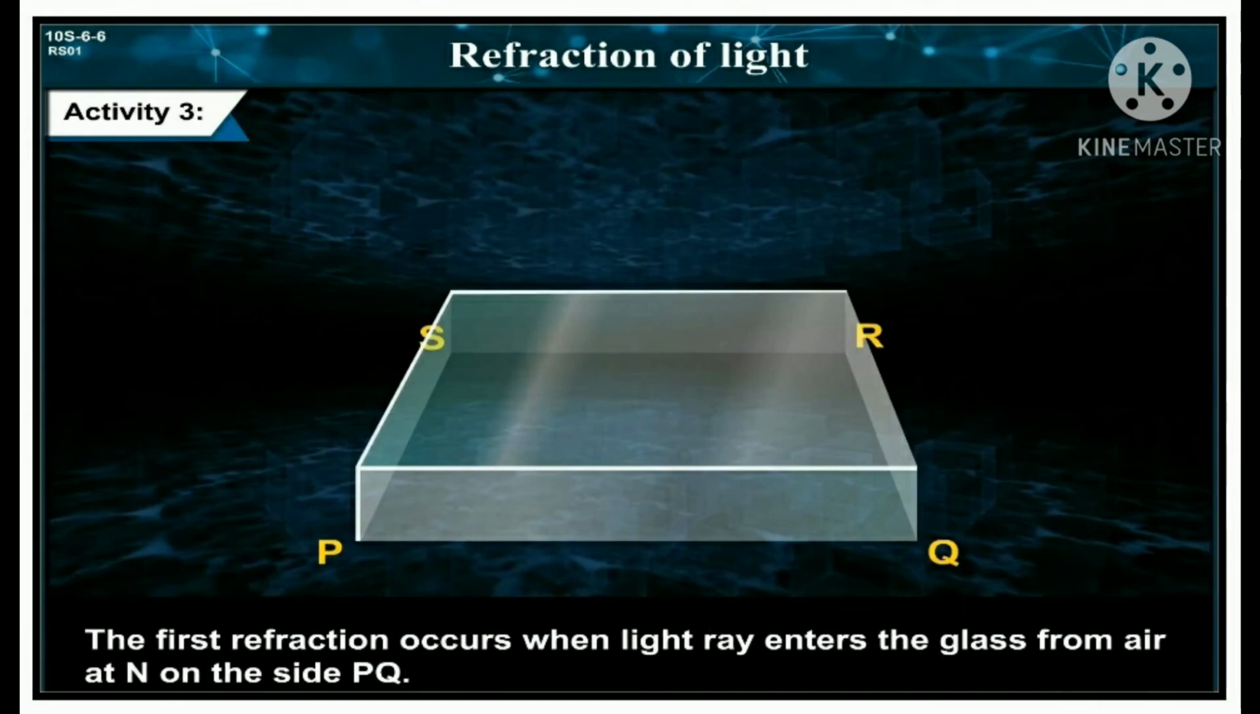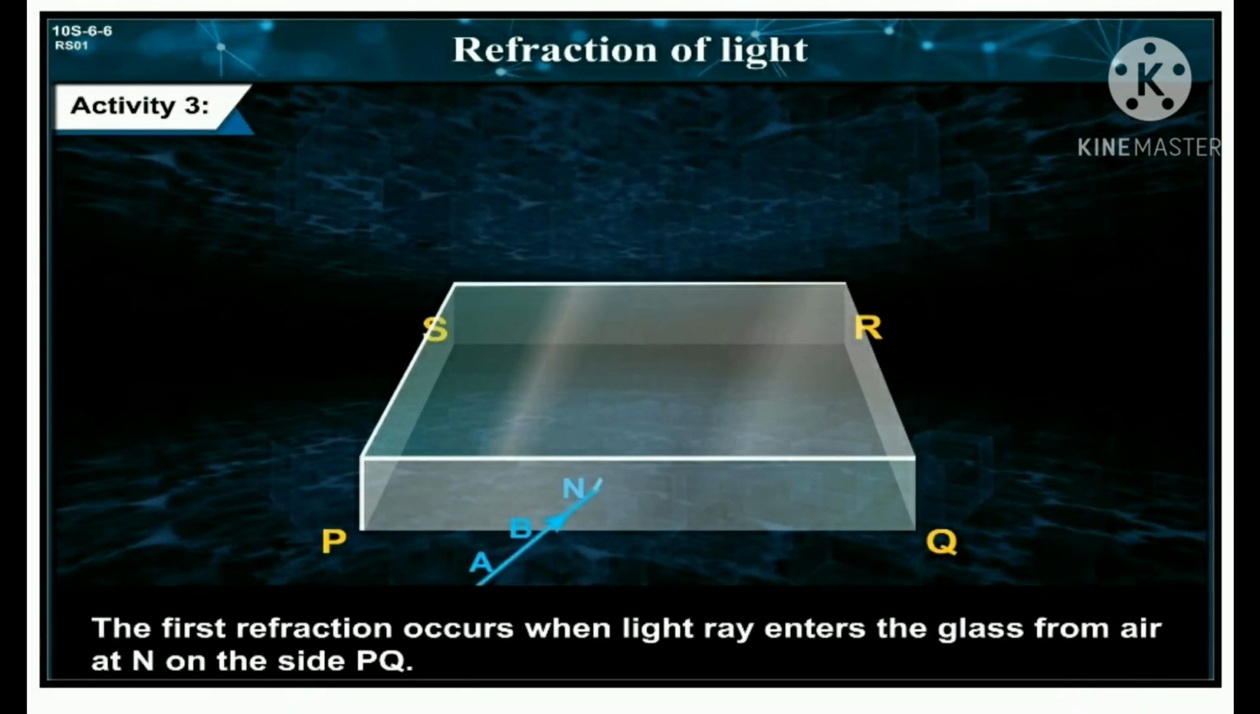Dear students, activity given on page number 73, that is activity number 3. Procedure of this activity, points 1 to 5 are cancelled by the board. So don't study these points, but observation of this activity is there for the study. So let us study the observations.